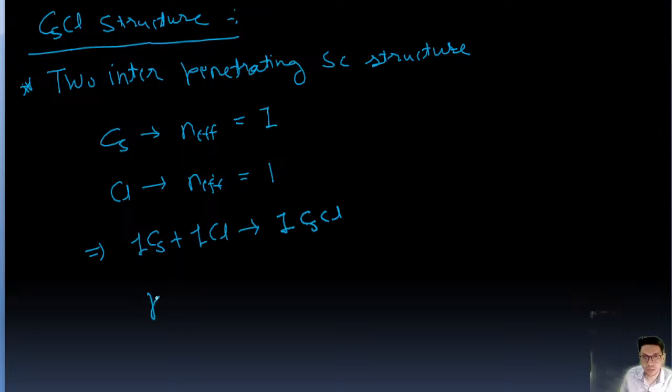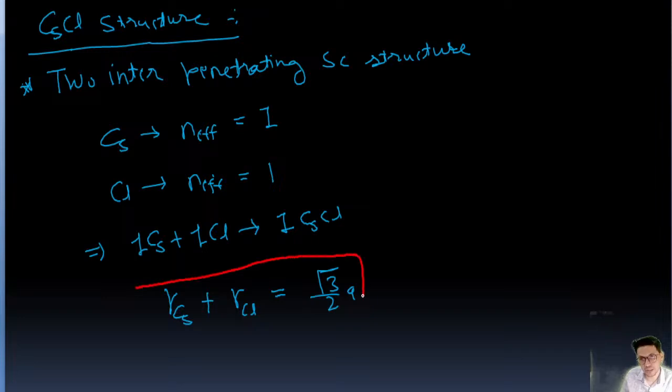For this condition you need to note down: radius of Cs plus radius of Cl is equal to root 3 by 2 a. Very important, guys, you need to note this down.